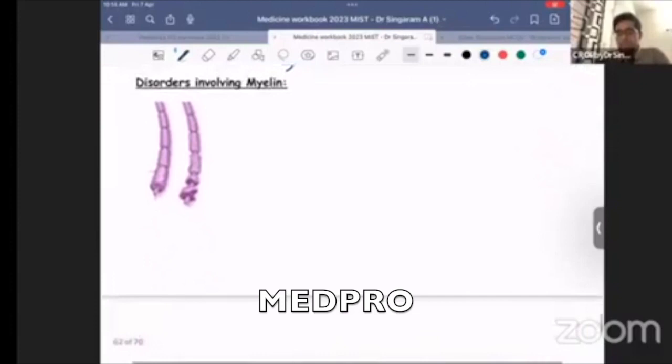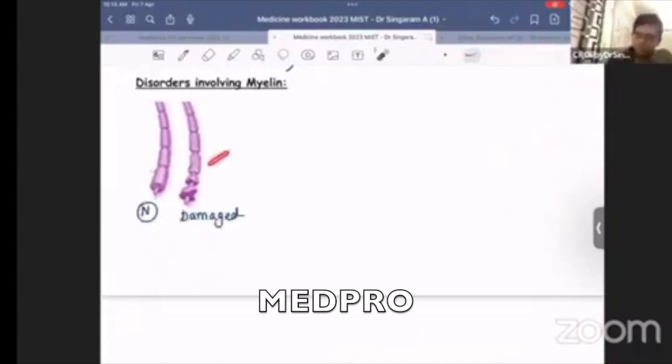Neuropathy means, look at this particular picture. This is a picture of a nerve, and this is normal, and this is a damaged one. Can you see the damaged area? What is that? Something like a covering of the nerves. What is the covering of the nerves? It is nothing but the myelin. So we are going to discuss conditions wherein you have a damaged myelin.